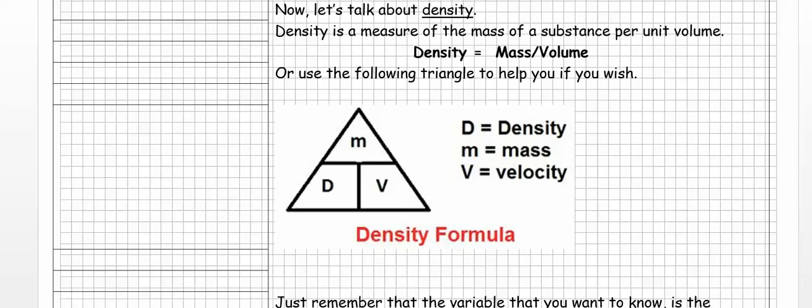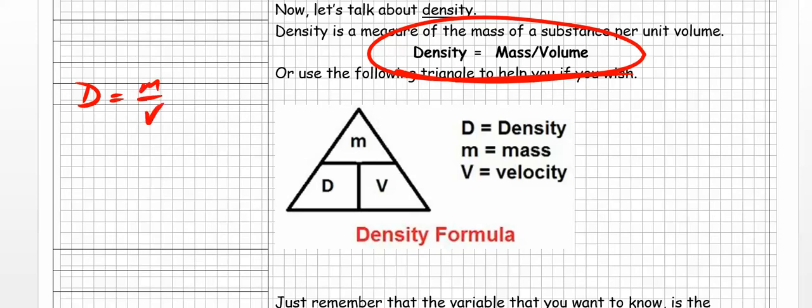So we're going to use this formula right here. Density is equal to mass divided by volume. I'll abbreviate that with the letters D, M, and V, just like that. And I need to be able to algebraically manipulate that to get at mass and volume as well.